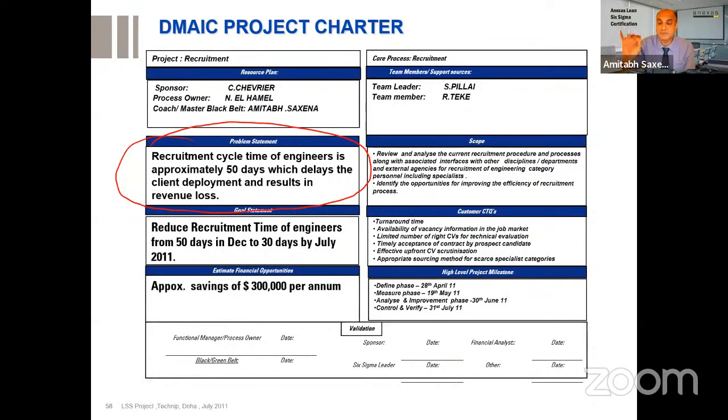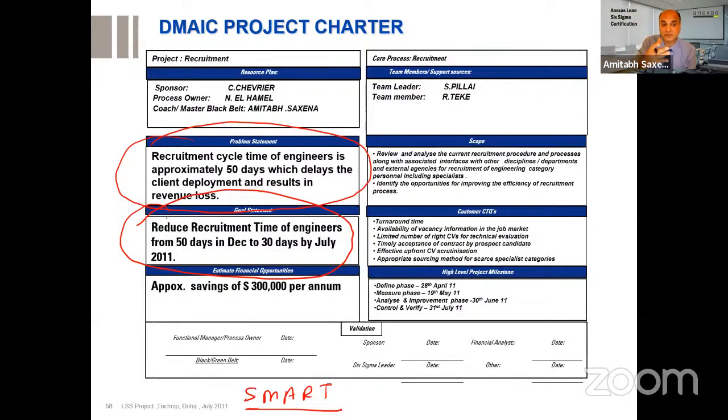So what is the problem? Since when is the problem? How big is the problem? But don't blame anyone and don't assign a reason. Don't tell why is the problem. That is your problem statement. And in the goal statement, what will you have? In the goal statement, 50 days to be reduced. So it has to be SMART: specific, measurable, achievable, relevant, and time bound. Specific to the problem.